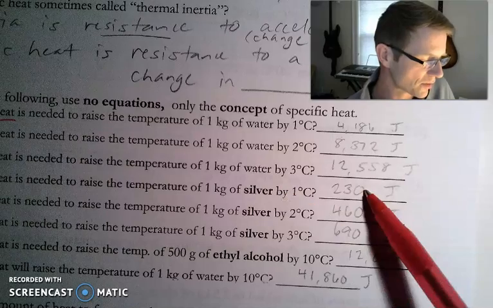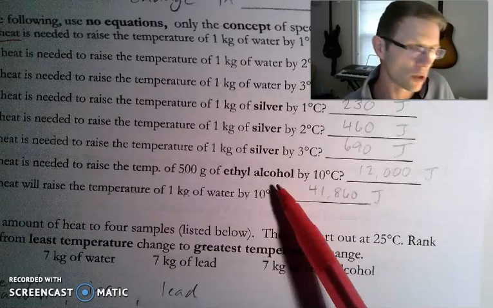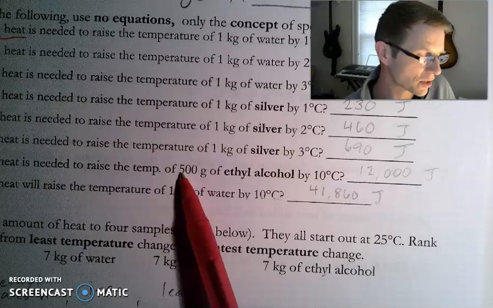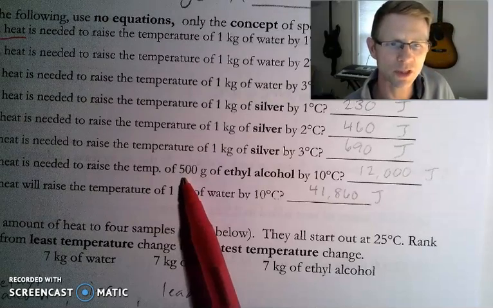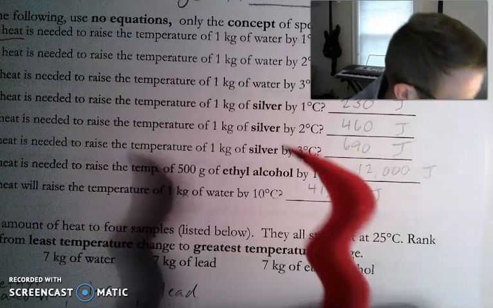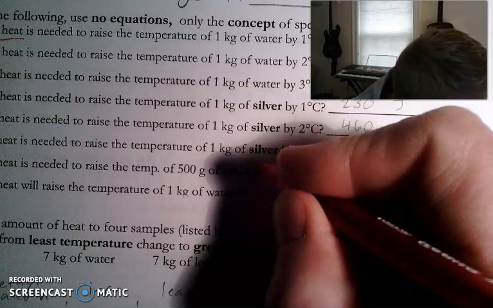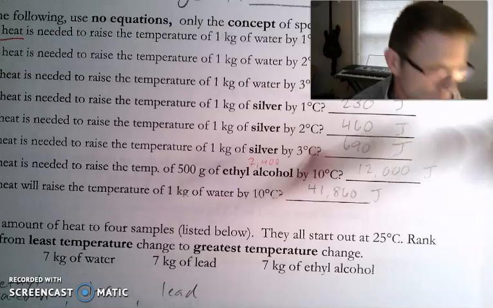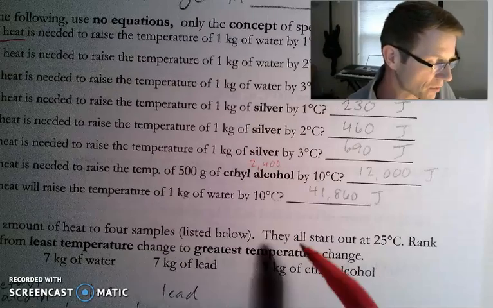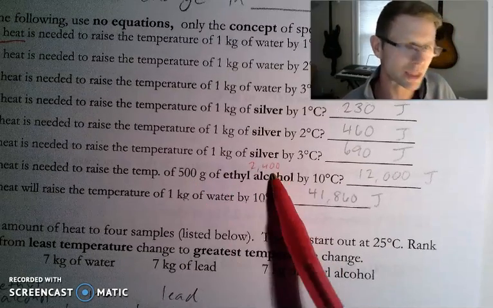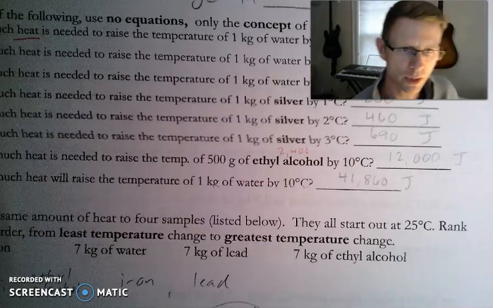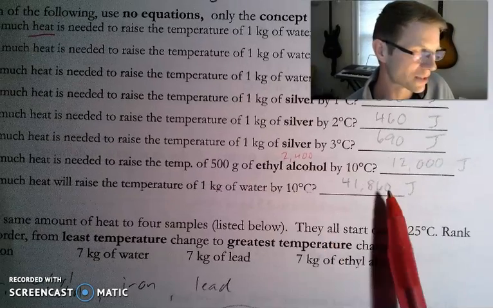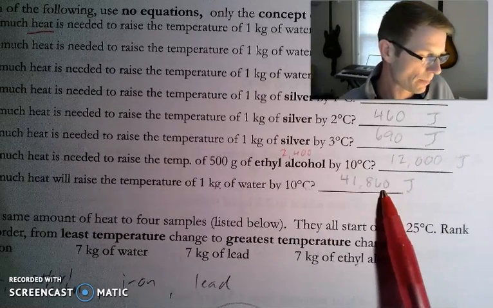Silver has a different specific heat. Ethyl alcohol, why 12,000? Well, this is reasoning. It says don't use equations. 500 grams is half of a kilogram, so that's going to be half. If you look at the specific heat of ethyl alcohol, it's 2,400 joules per kilogram degree Celsius. So if it's only half a kilogram, that's 1,200, but then it's 10 degrees Celsius, so multiply by 10. I know I said that fast, but it's a video. 10 degrees Celsius is 10 times the amount of heat for water.